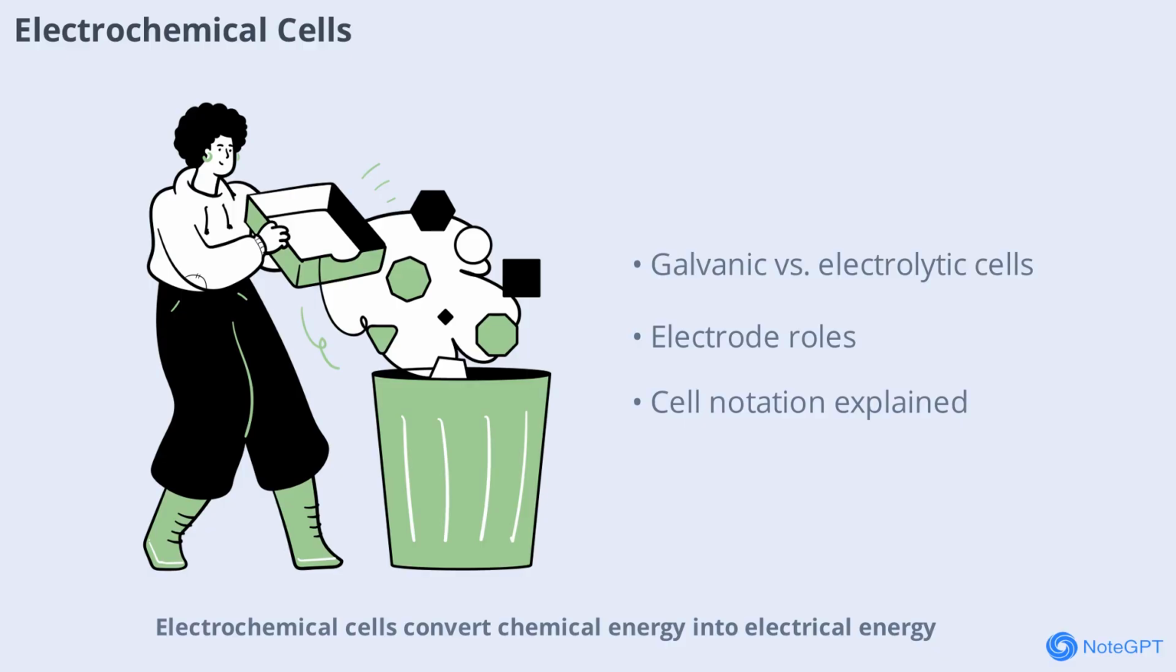Electrochemical cells convert chemical energy into electrical energy. We'll discuss the construction and working of galvanic, voltaic, and electrolytic cells, including the role of electrodes and the flow of electrons. Understanding cell notation and the difference between anode and cathode is key for solving electrochemistry problems.